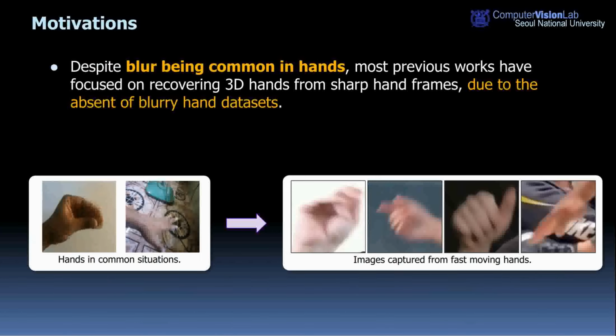Blur is commonly seen in hand images, as illustrated in the figures below. Due to the fast motion of hands, they often appear blurry, as shown in the figure on the right, highlighting the need for further exploration of recovering 3D hands from these blurred images. However, most previous research has focused on recovering 3D hand models from sharp images, primarily due to the lack of datasets that include both blurry hand images and their corresponding accurate 3D annotations.